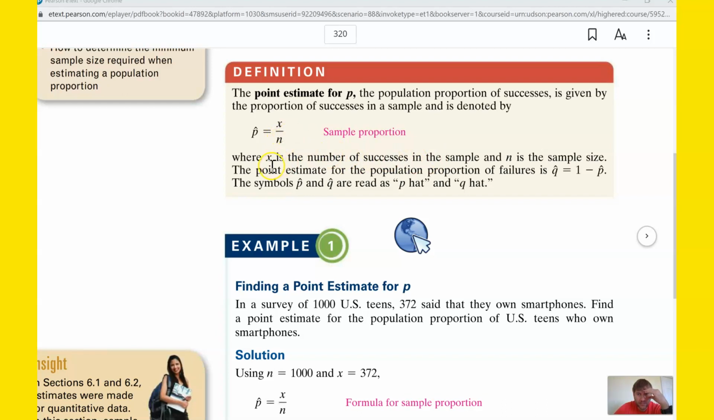All right. The point estimate for the population proportion of failures is q hat, which is the complement of p hat. So 1 minus p hat. In other words, q hat for the bacon example would be 15% didn't like bacon. Or for the free throw example, it would be 23 misses and 27 makes, and that comes out to 50 total, right?